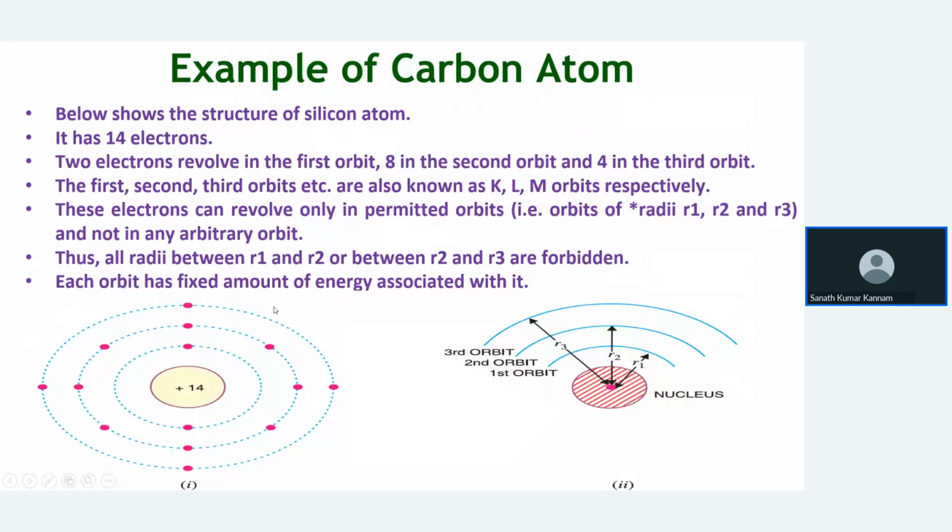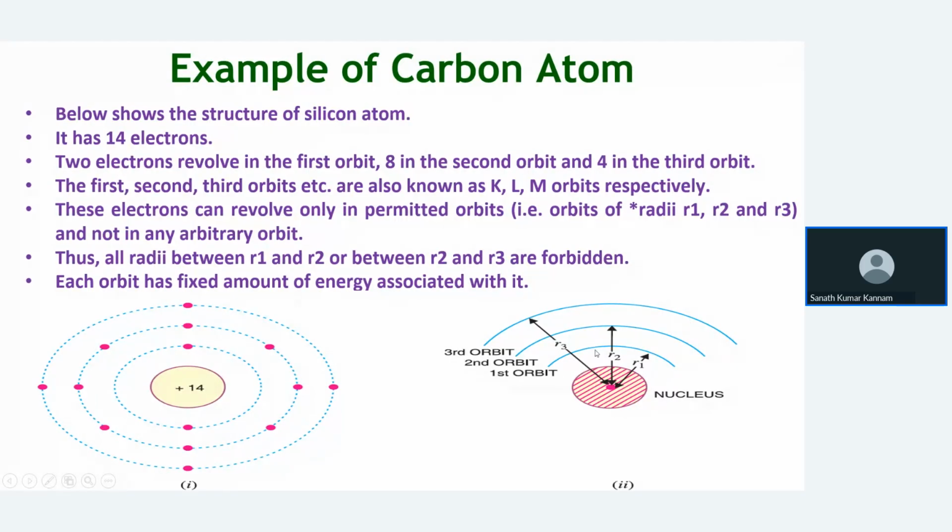If you take the example of the carbon atom, what is the atomic number of carbon atom? 14. So that means in the first orbit, 2 electrons are there. In the second orbit, 8 electrons are there. In the outermost orbit, how many electrons are there? 4 electrons are there. So we can say the first orbit is the K shell, the second orbit is the L shell, and the third orbit is the M shell. These are available in terms of radii. As I told you, these are revolving in terms of different radii.